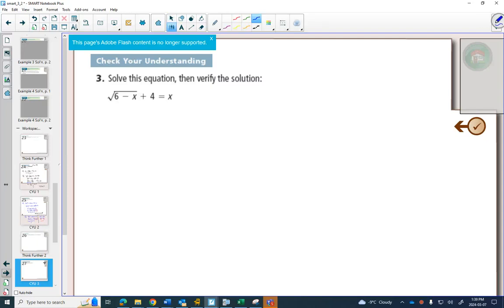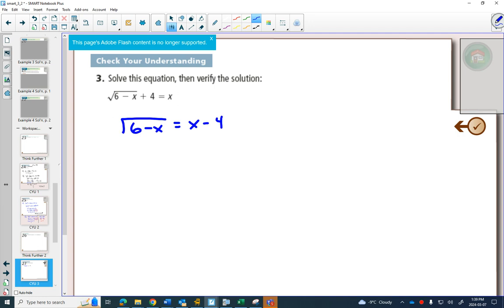We have a square root. This is like our last unit. How do we solve square root equations? First of all, we have to isolate. So I would isolate the square root by moving the 4 over to the other side.